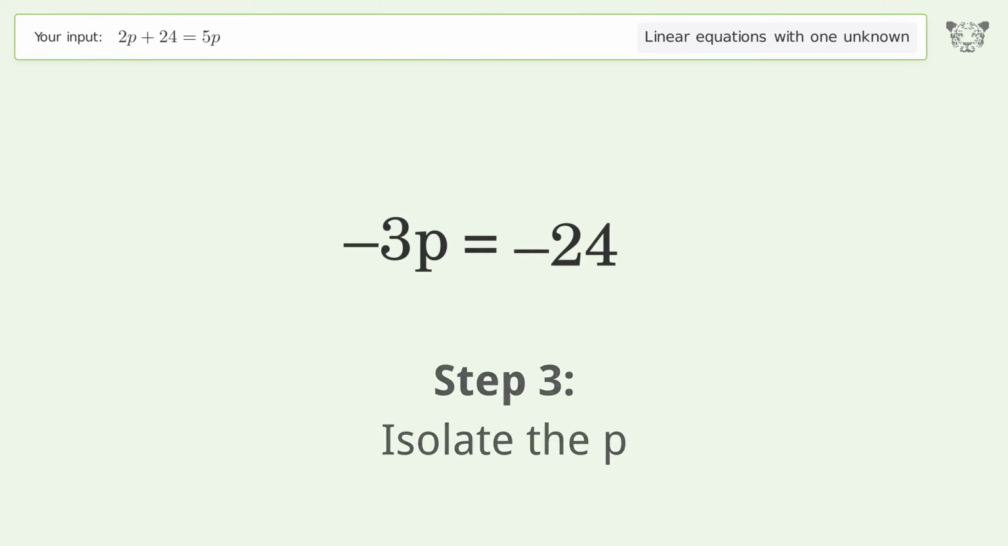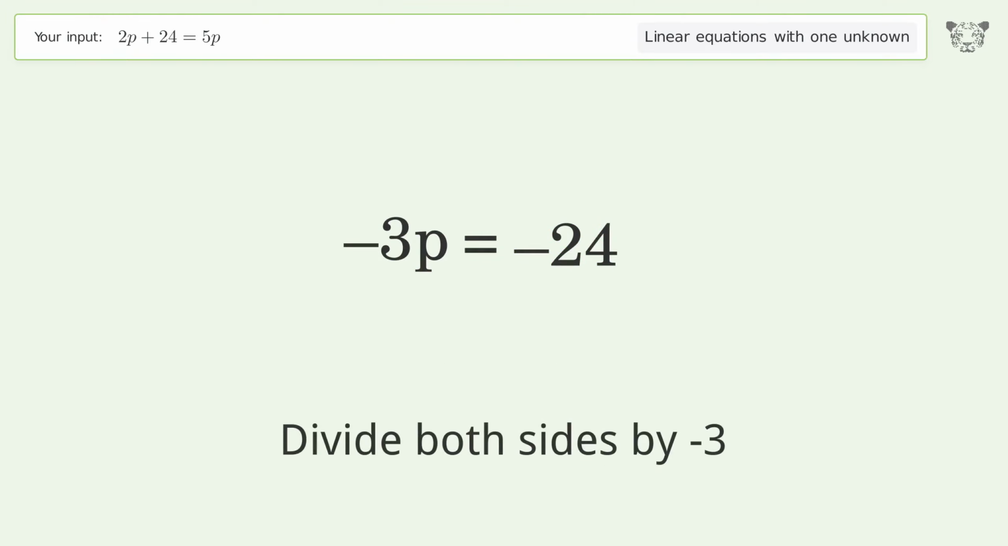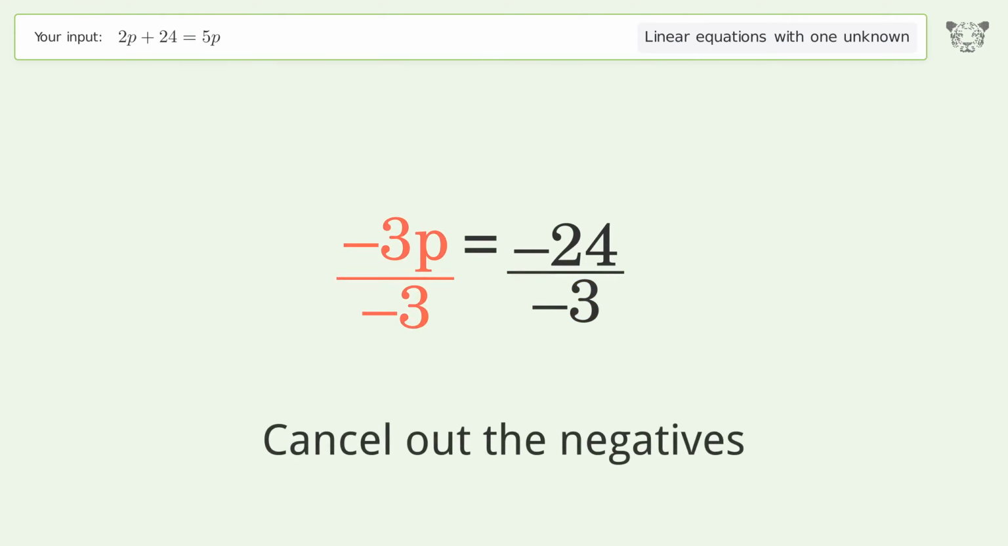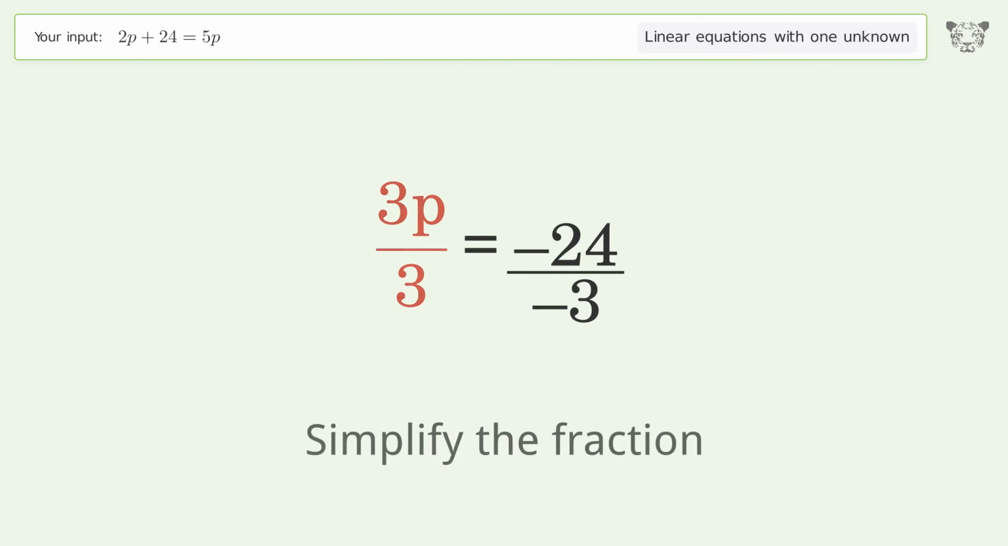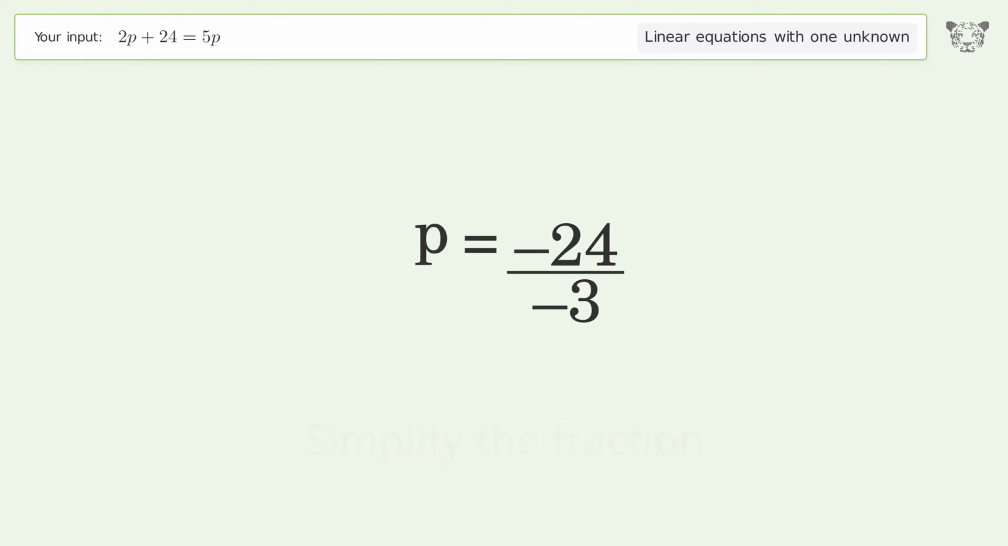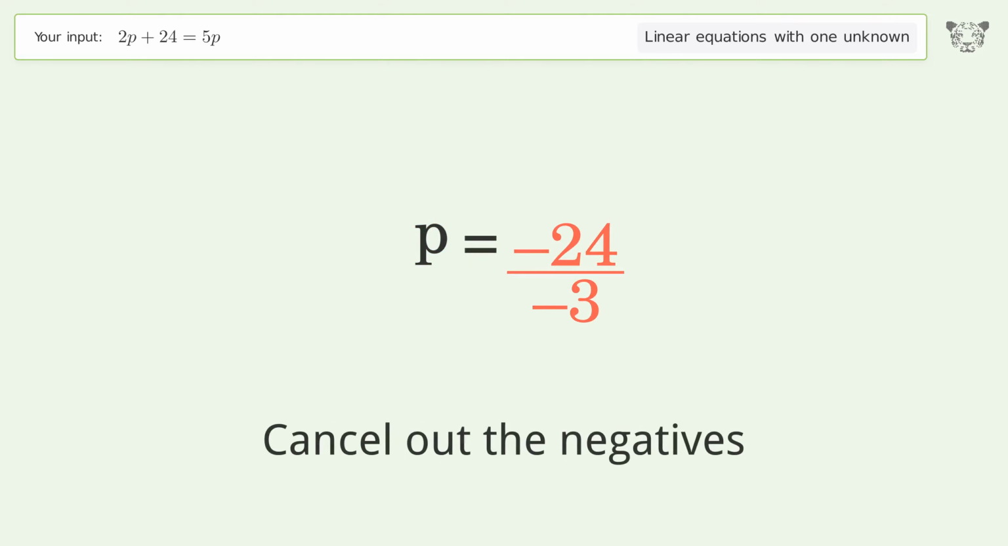Isolate the p. Divide both sides by -3. Cancel out the negatives. Simplify the fraction. Cancel out the negatives.